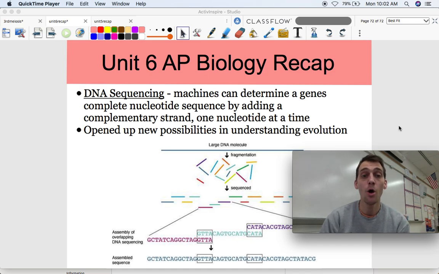But DNA sequencing opened up new possibilities in understanding evolution. We can understand our human genome and compare it to that of a chimpanzee. We can compare it to that of a banana, and see how many nucleotides are the same. We're going to get into this in evolution. We can study phylogeny and a species' evolutionary history based on its gene sequence.